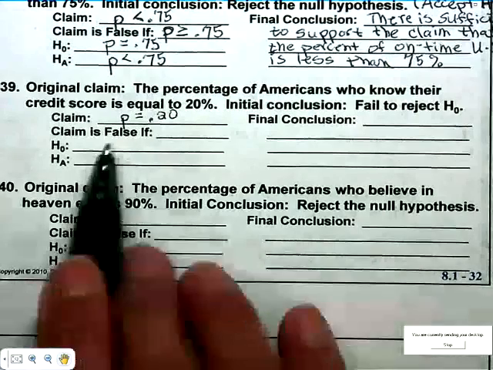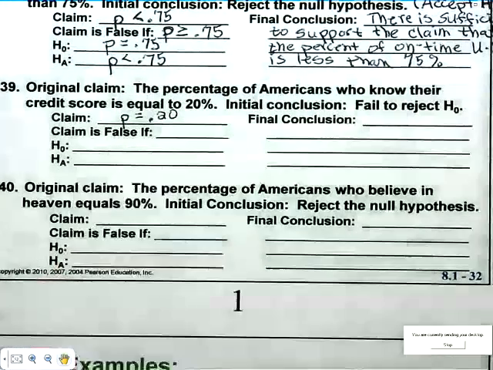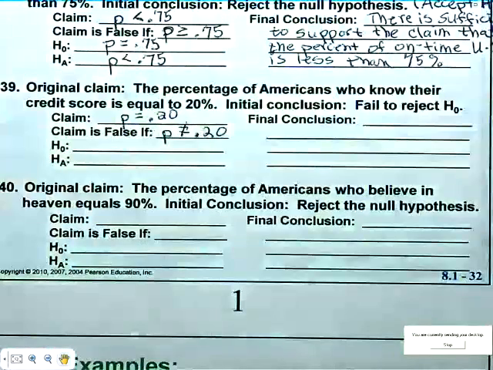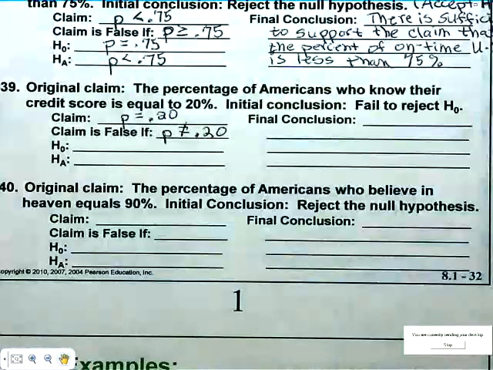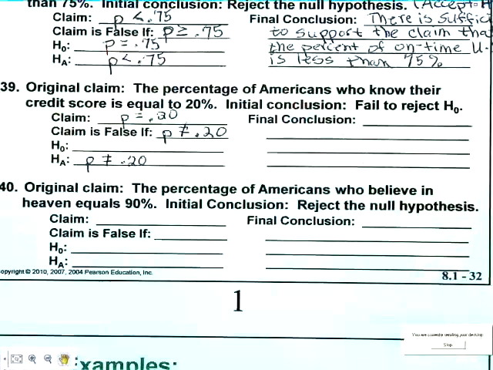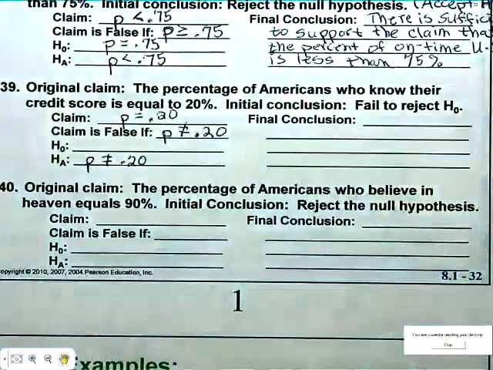That claim is false if what? If P does not equal 0.2, has to be the complement of the claim. If P is not equal to 0.2. So which one of those two is the alternative hypothesis? The one without the equal to. And what is the null hypothesis? P equals 0.2.